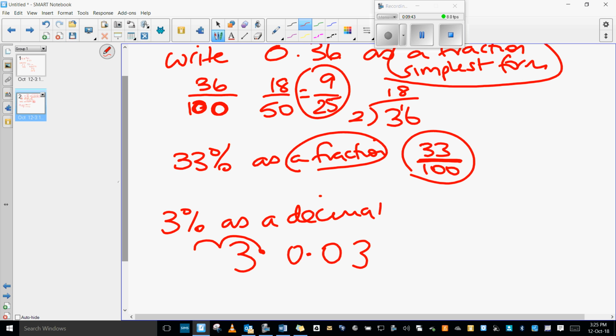So these are the kinds of questions that you may have on the non-calculator paper. Nothing here is too stressful, correct? You can multiply and you can divide by 100 in your head. Those are the kinds of things that you may be asked to do.